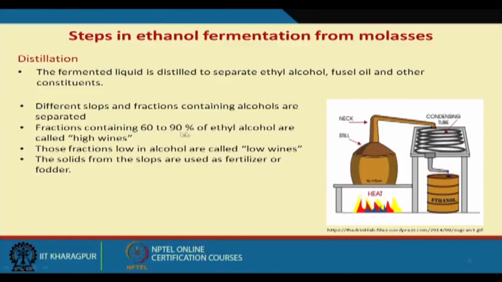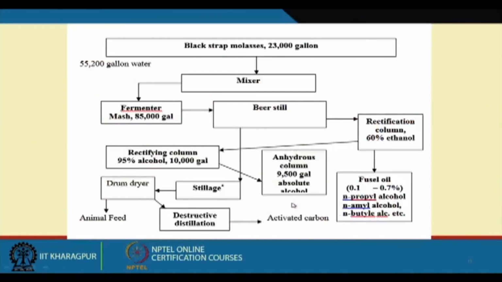Fractions containing 60 to 90% alcohol I call the high wine, and those fractions with low alcohol we call the low wine. The solid from the slops is used as fertilizer and fodder, because after the separation of the alcohol, whatever remains is called stillage, which can be used either as a fertilizer or fodder, or it can be used as a raw material for the anaerobic fermentation process for the production of methane and carbon dioxide.